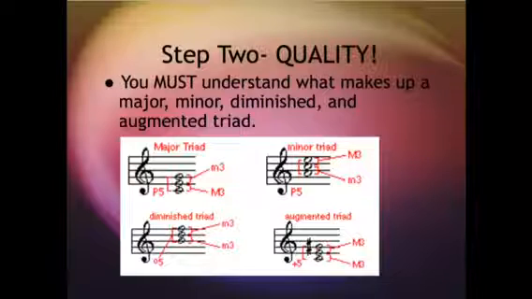Now listen to the relationship between these 4 triads. Major: do, mi, sol, mi, do. Diminished: ti, re, fa, re, ti. Minor: la, do, mi, do, la. Back to major: do, mi, sol, mi, do. Augmented: do, mi, si, mi, do.